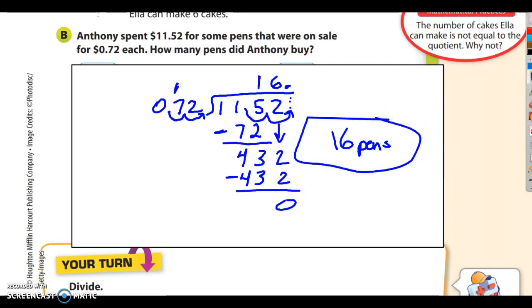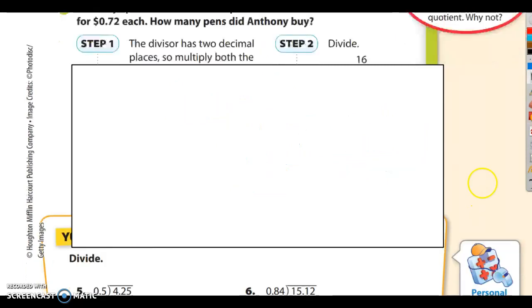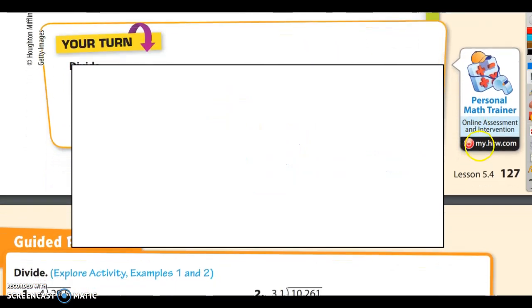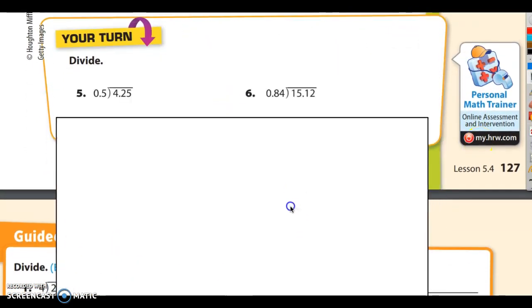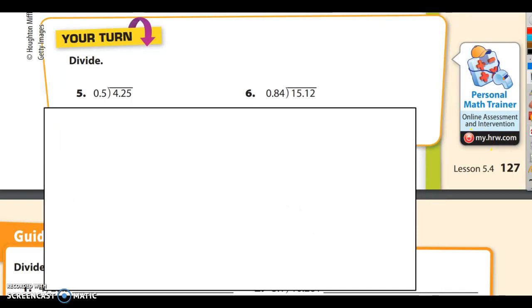Cool. Let's go check out the your turn. I'm going to use this whiteboard right here to solve these so I have tons of space. Number 5, I think you should try these and then check your answers. 4 and 25/100 divided by 0 and 5/10.